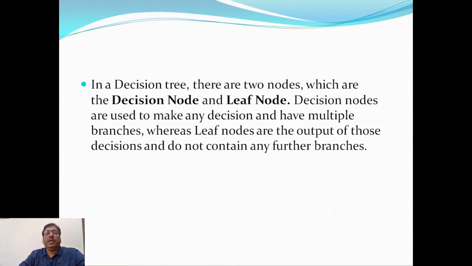In a decision tree, there are two kinds of nodes: the decision nodes and the leaf nodes. Decision nodes are used to make decisions and have multiple branches. Whereas the leaf nodes, which are at the end, are the output of those decisions and do not contain any further branches. So a node which is not going to have any further branch, you can call it a leaf node.